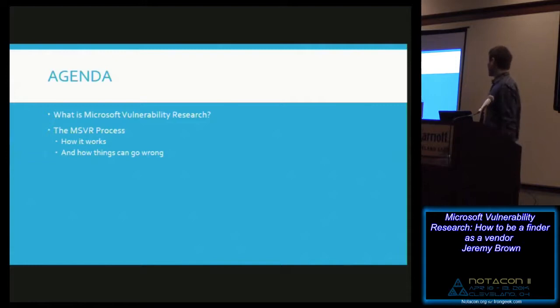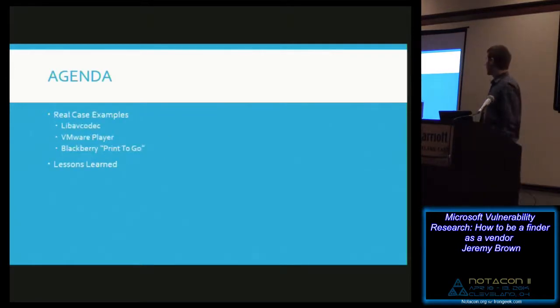So the agenda, we're going to talk about what is Microsoft Vulnerability Research. I know it's kind of an ambiguous name. Obviously it has to do with vulnerability research, but it's a little different program than Microsoft. The process, how it works, how things can go wrong, because everyone loves mistakes. A few real case examples, some of the cases we've been working on for vendors outside the company. One's LIBAVCODEC, VMWARE, and also BLACKBERRY. And some lessons we learned throughout the process.